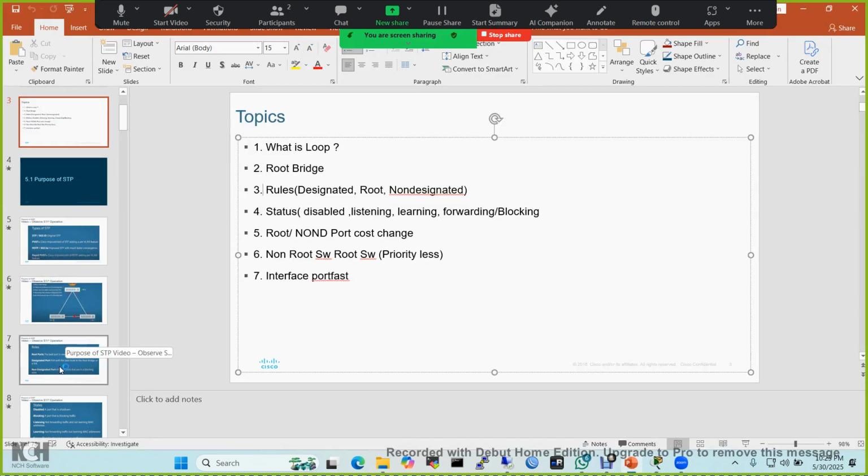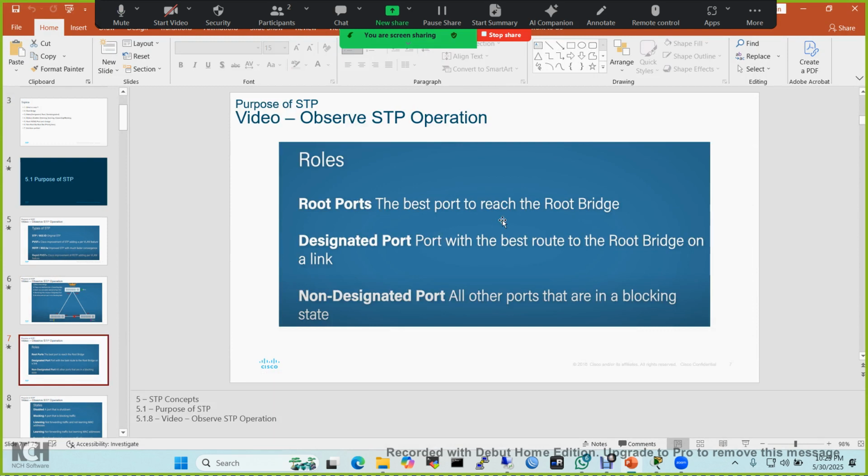Here I am showing the roles. How many roles? 3. Designated, root, and non-designated. These are the 3 roles. Which port will play which role? I will make it clear. First I will make the designated port.